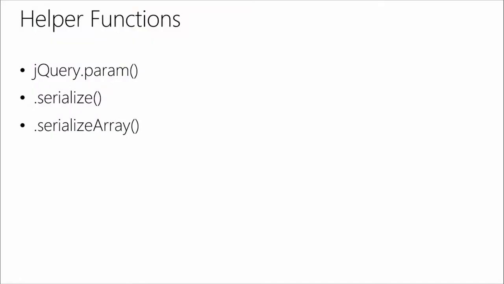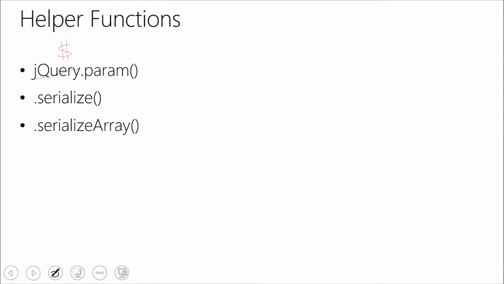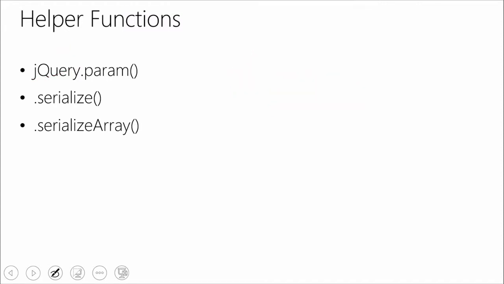So here they are. There's 3 of them. Again, it's not too difficult to wrap your head around. We've got jQuery param, serialize, and serialize array. Those 3. Whenever you see that something has jQuery param, you know that this is actually just a $ sign, okay? When you use it in your code, you're going to use it like $.param like this. That's how you'll use that global method.